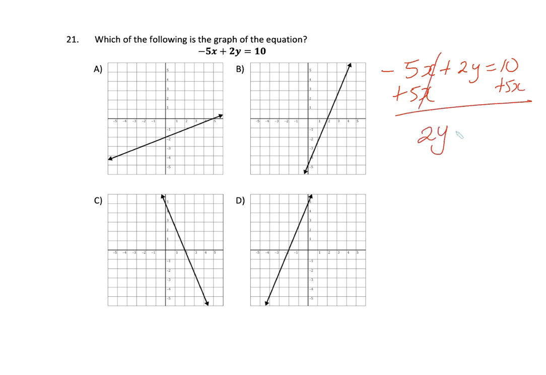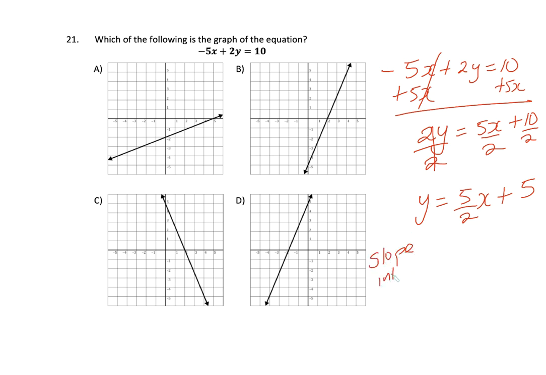So this becomes 2y equals 5x plus 10. And then we're going to divide everything by 2. So you have y equals 5 over 2 x plus 10 divided by 2 is 5. Now in this format, your equation is in slope-intercept form, where the 5 over 2 is your slope, and the 5 here is your y-intercept.